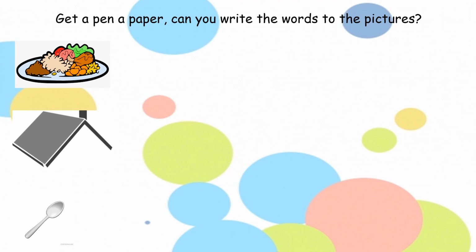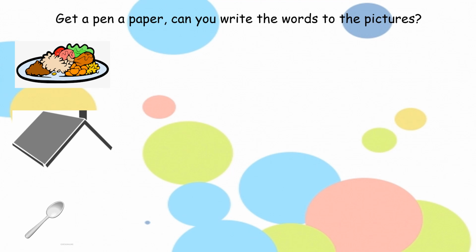Now it's time for us to write some words. So have a look at the picture. What can you see in the first picture? If you said you can see food, you are correct. That is your first word. Your first word is food.